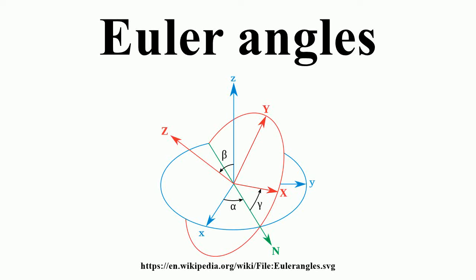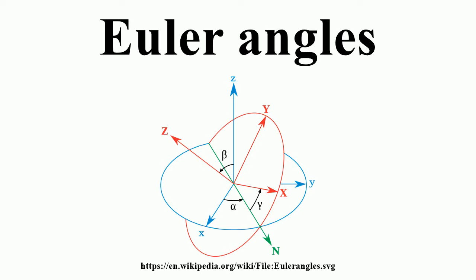The Euler angles are three angles introduced by Leonhard Euler to describe the orientation of a rigid body. To describe such an orientation in three-dimensional Euclidean space, three parameters are required. They can be given in several ways, Euler angles being one of them.